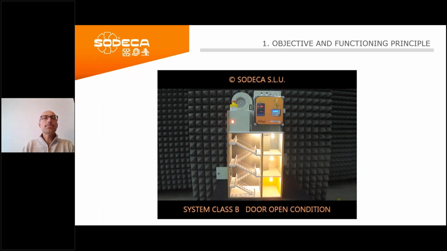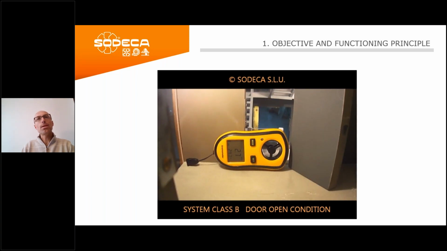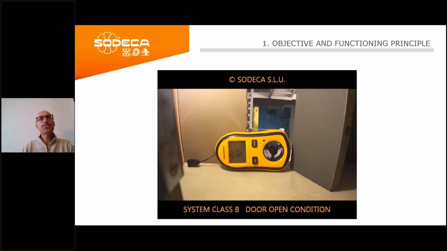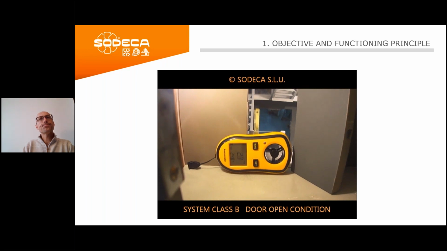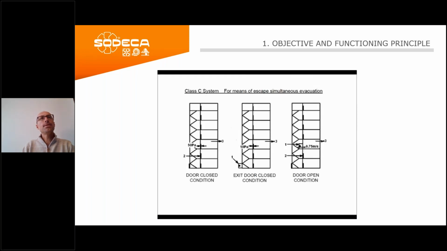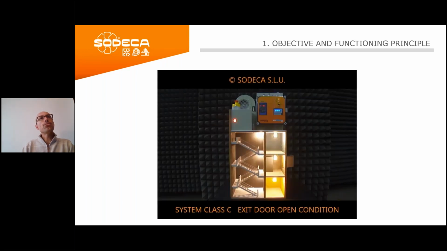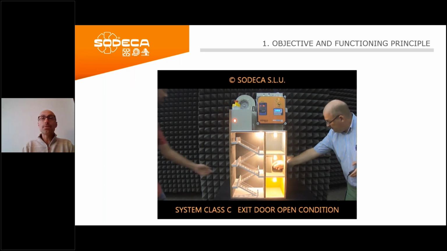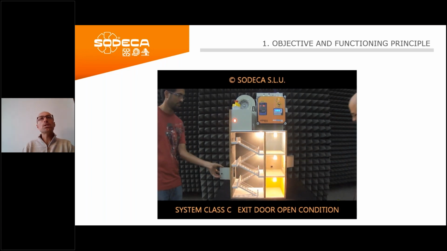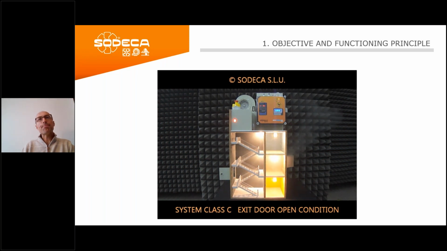For a class B system, the airflow criterion is to have minimum 2 meters per second through the door between the stairwell and the accommodation area. And finally, for a class C system, apart from two other criteria that we will see, there's a third one requiring a minimum of 10 pascal pressure difference between the stairwell and the accommodation area with the exit door open.